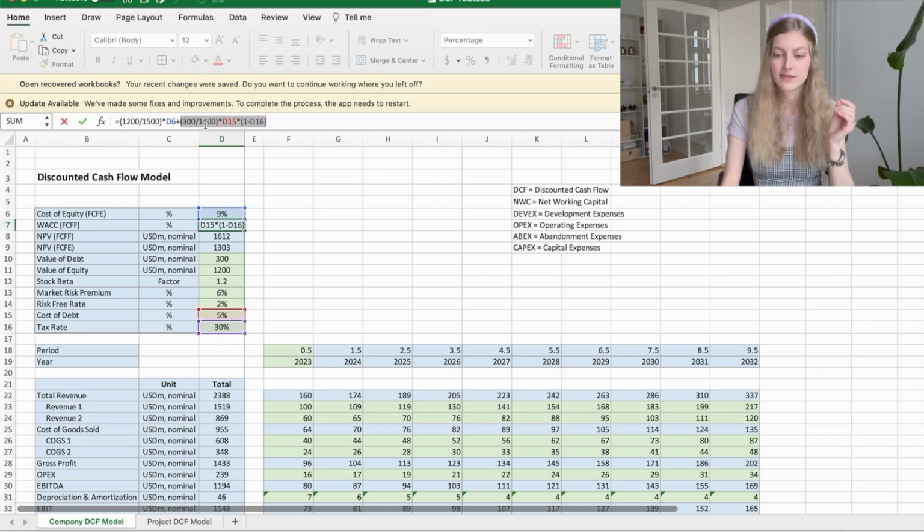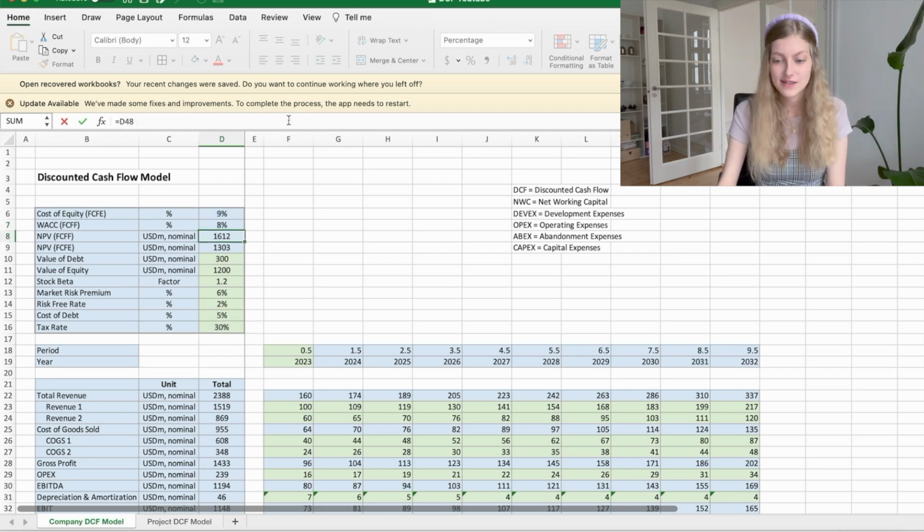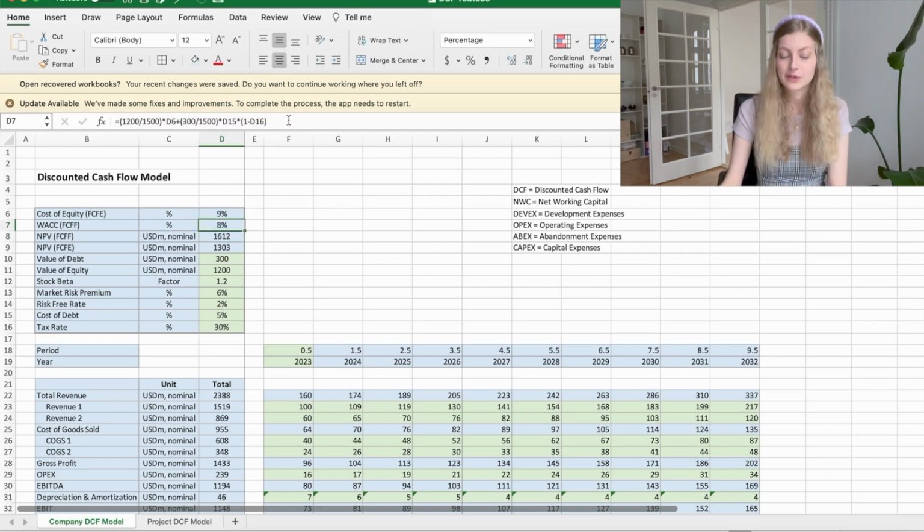And so we multiply the 20% times the 5%, and then we multiply it by 1 minus the tax rate of 30%, because interest rate expenses are before tax. And then this formula altogether gives us the WACC. So that is a discount rate that we're going to use for the free cash flows to the firm.